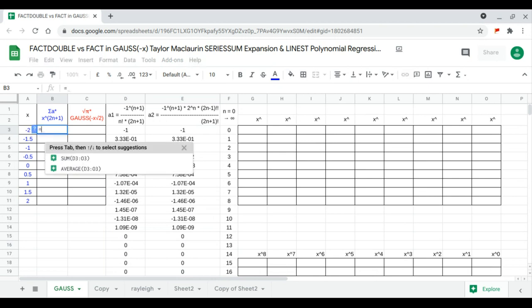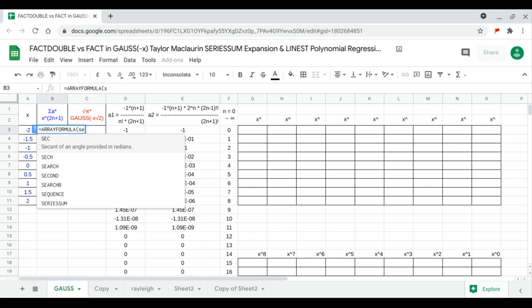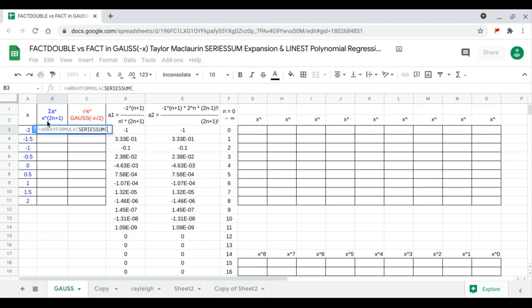So it is array formula, series sum of the x values raised to the power 2n plus 1, where 2n plus 1 starts at n equals 0, 1. So it starts from 1, followed by 2 times 1 plus 1, 3. 2 times 2 plus 1, 5. 1, 3, 5, 7, 9. So the increment is 2. And the coefficient, we'll choose one of the two. So we'll choose the double factorial. You still get the same answer if we use the factorial.